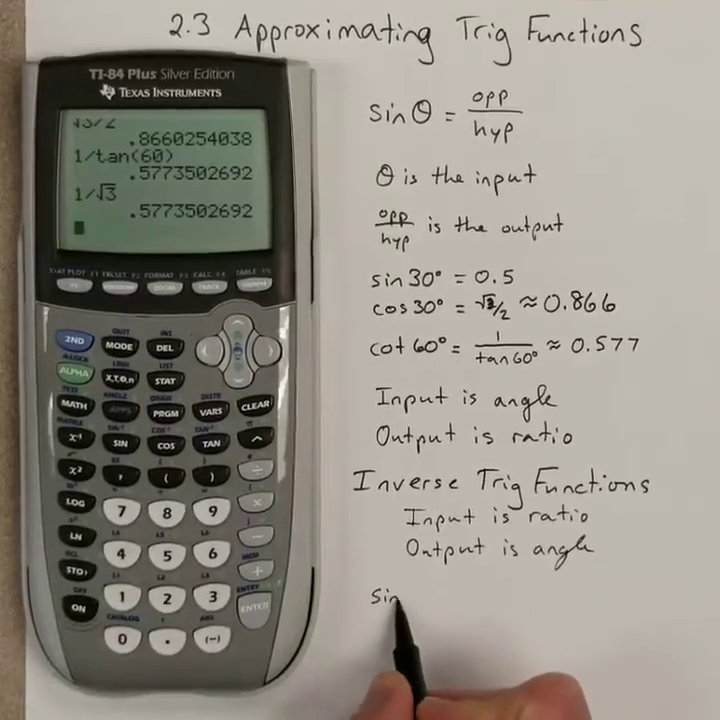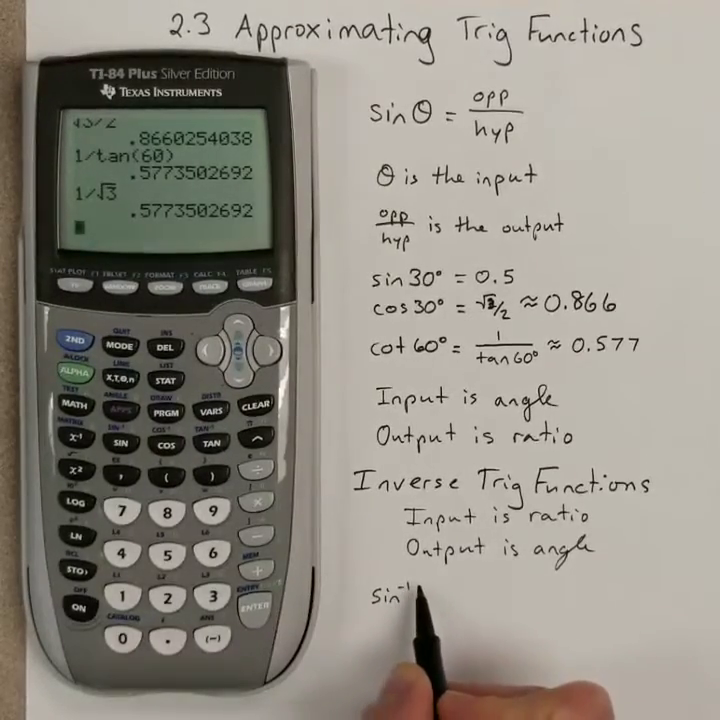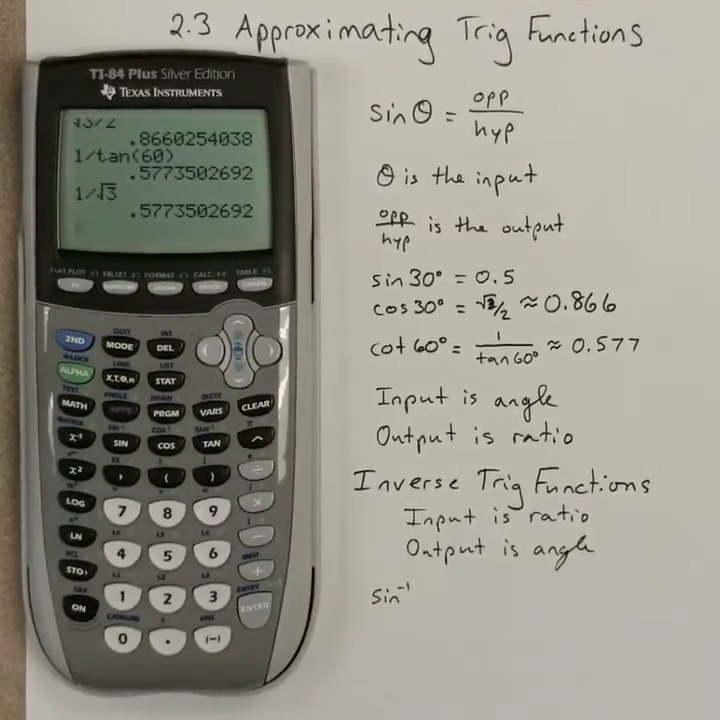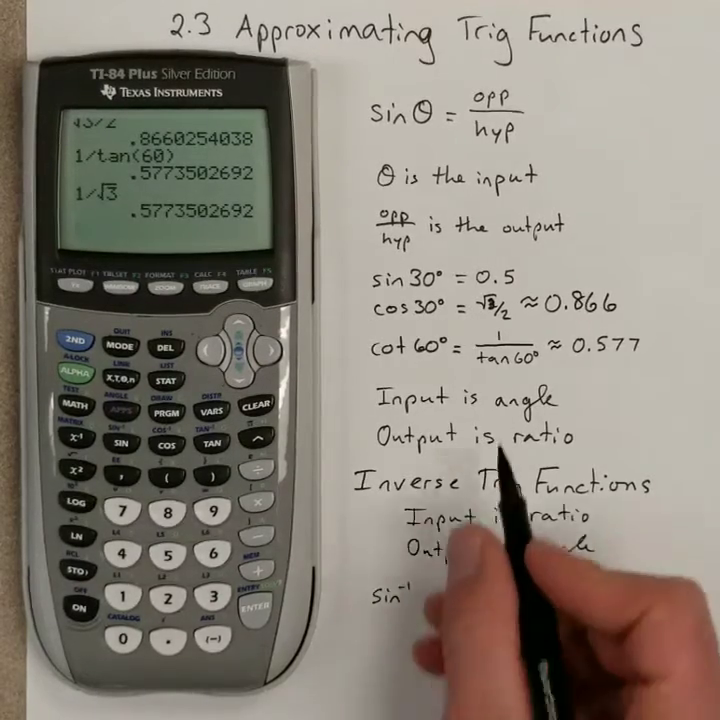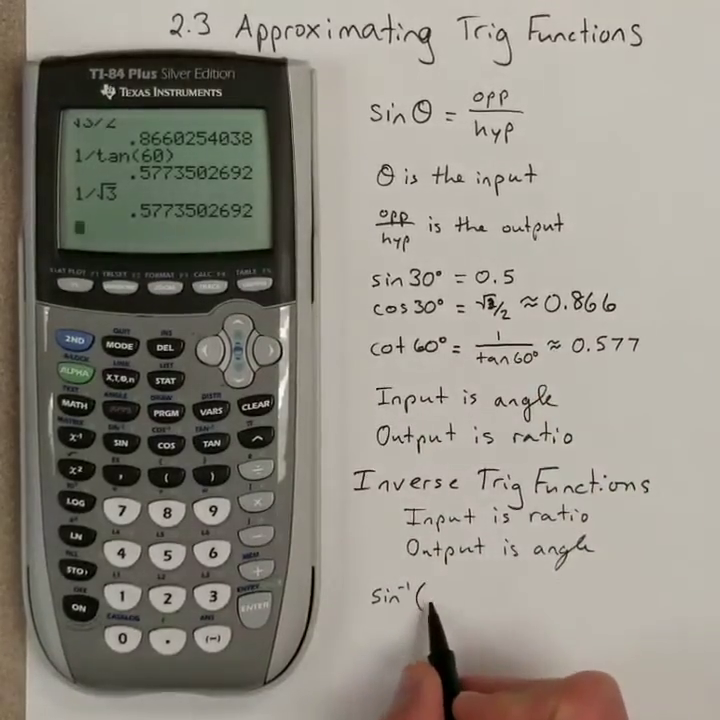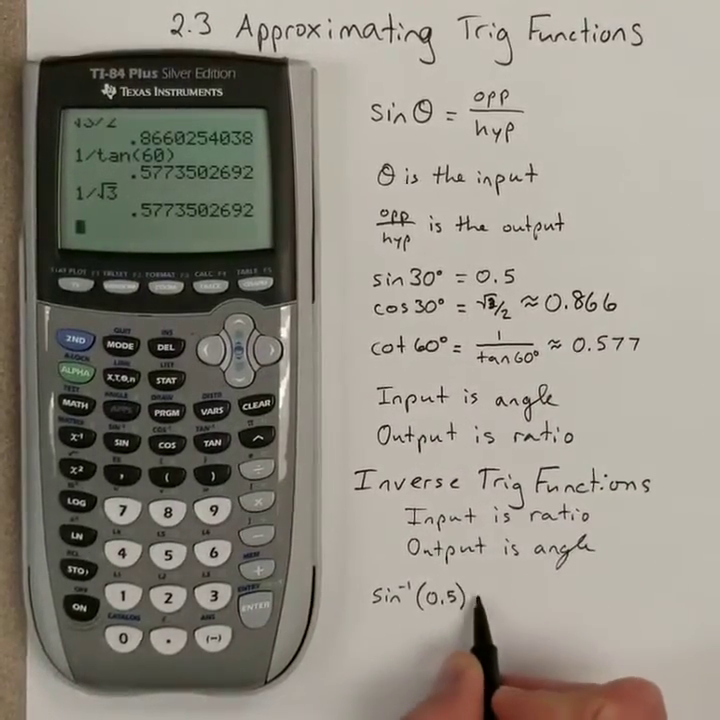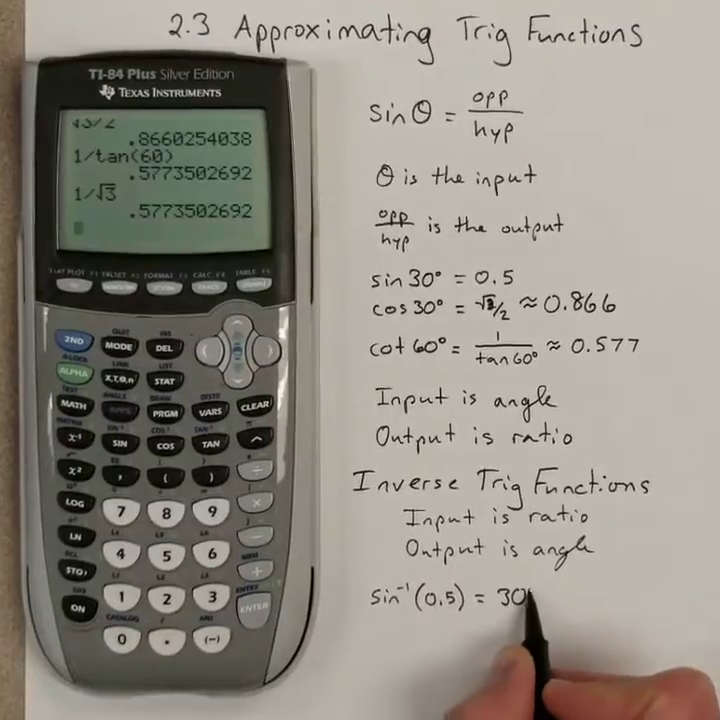Okay, so if I wanted to do sine, for instance, I might do the inverse sine. And for the inverse, we use a little -1 superscript. It's a superscript like an exponent, but it's not really an exponent. With the trig functions, it's a notation that represents an inverse. So I might say the inverse sine of 0.5 is equal to 30 degrees.